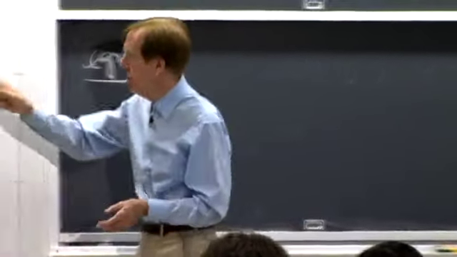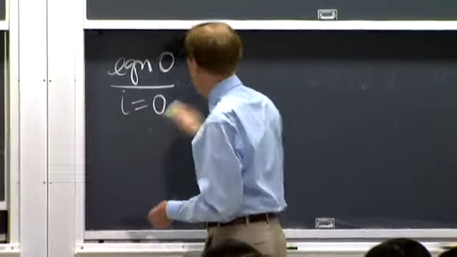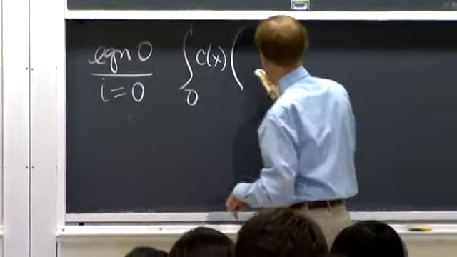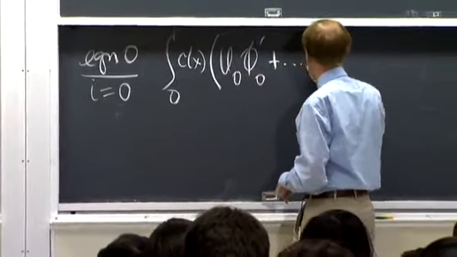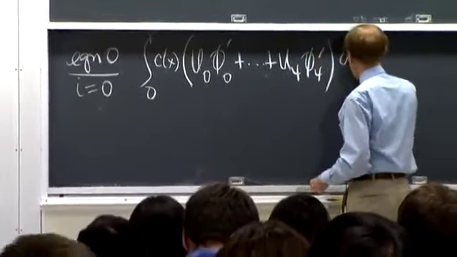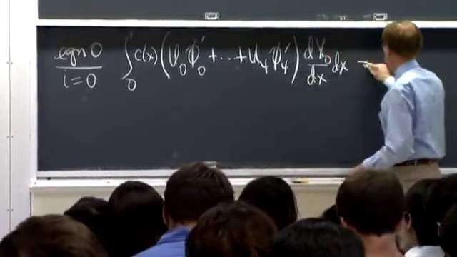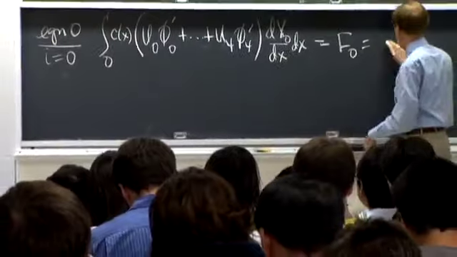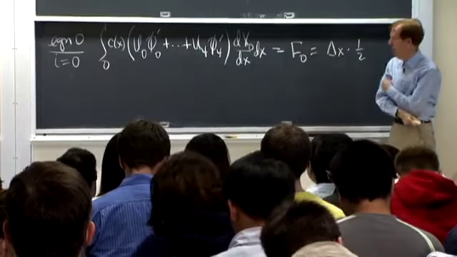Okay. So take i equals 0. I have my left side, which is the integral of c of x times this combination that I wrote, u0 phi 0 prime plus ... u4 phi 4 prime, times dv0 dx. And on the right side is where I got the f0, which I already figured out to be delta x times a half. It's the left side that I'm worrying about.